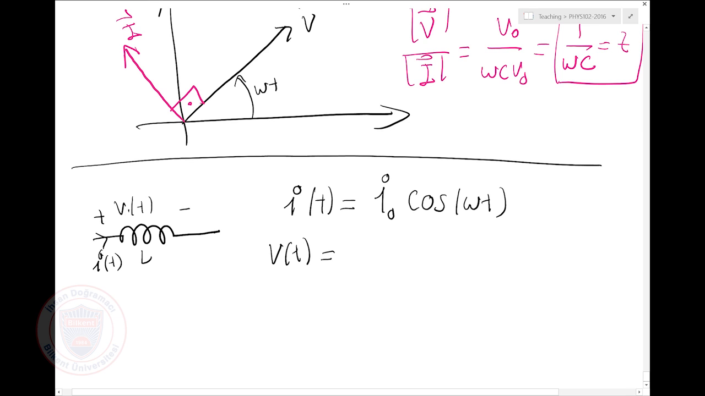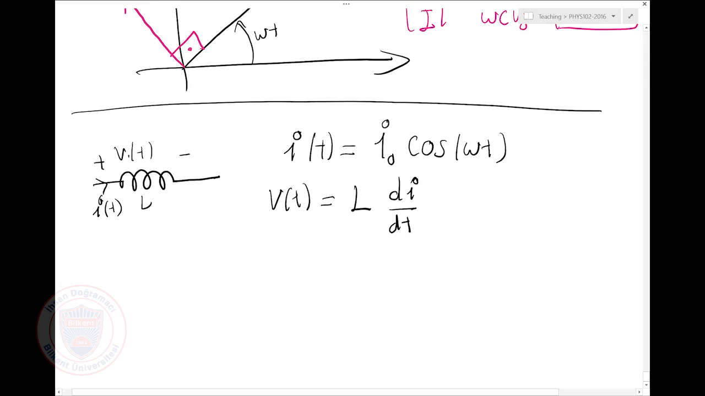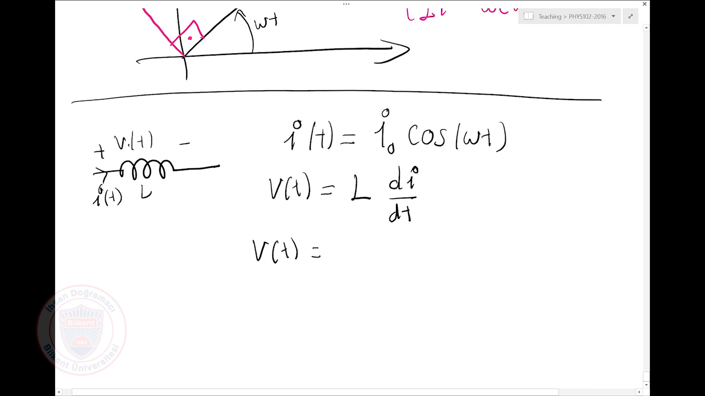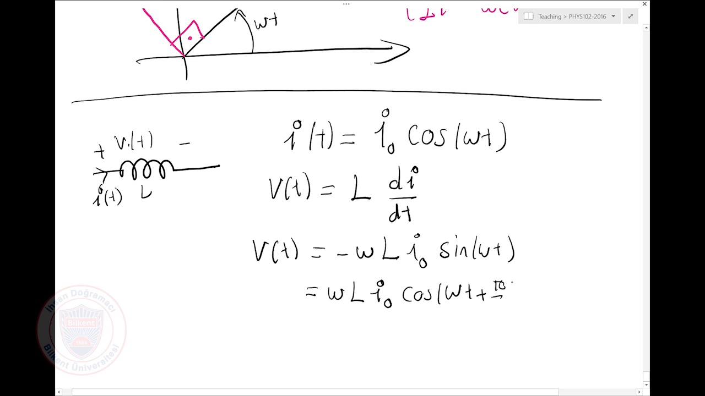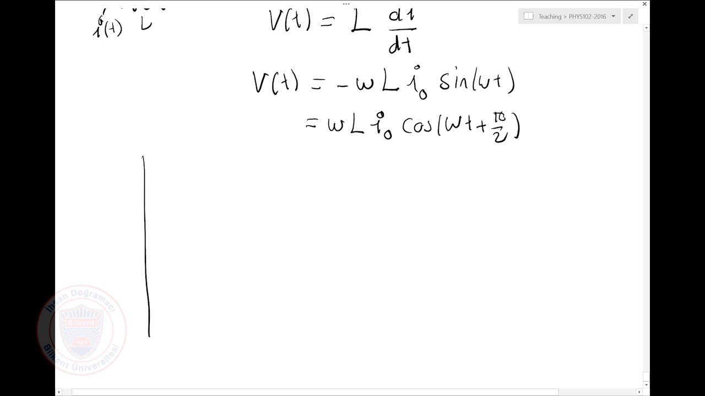What was the defining relation for an inductor between the current and voltage? Here, voltage was L times di dt, right? So this is going to be L times di dt. Hey, it's the same stuff again. V of t is going to be minus omega L I0 sine omega t. Or I can write all of this as omega L I0 cosine omega t plus pi over 2.